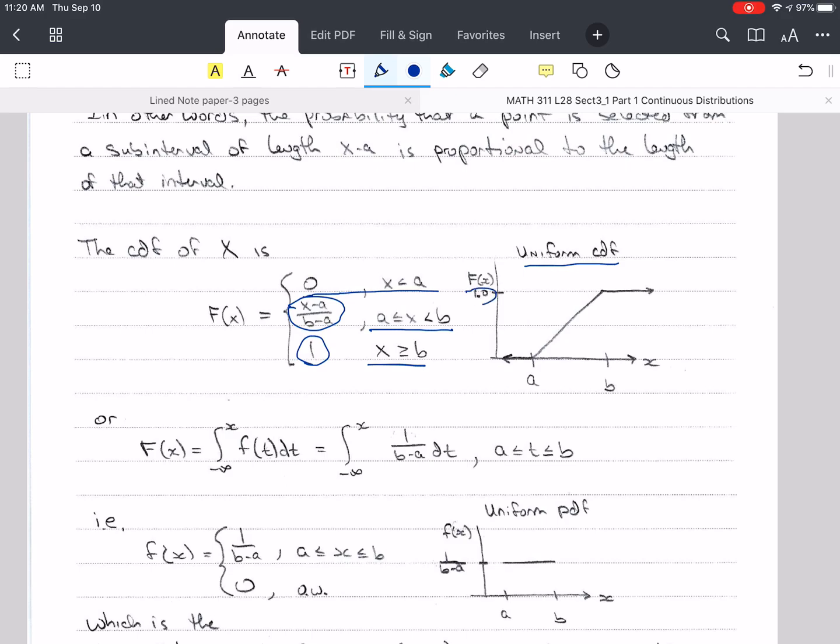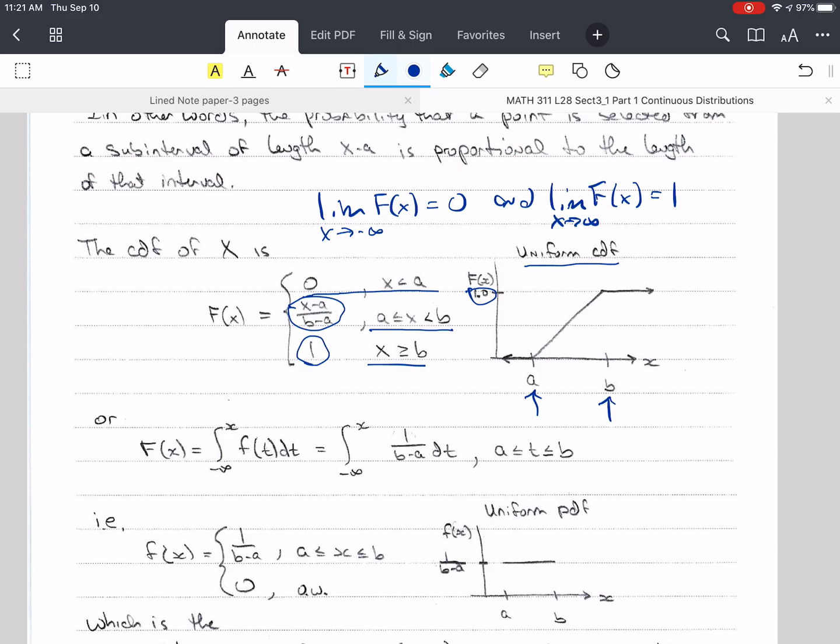And you'll notice here is 1. And our support starts at A, ends at B. And then you'll see that it goes up evenly from A to B. Anywhere that's below A, it's 0. Anywhere it's above B, it's 1. And if you remember, CDFs have the property that the limit as x goes to negative infinity of F of x equals 0, and the limit as x goes to positive infinity of F of x is equal to 1. We learned that back in chapter 2.